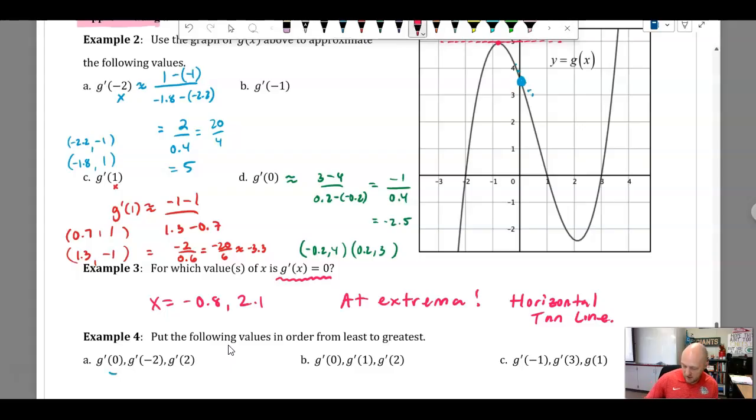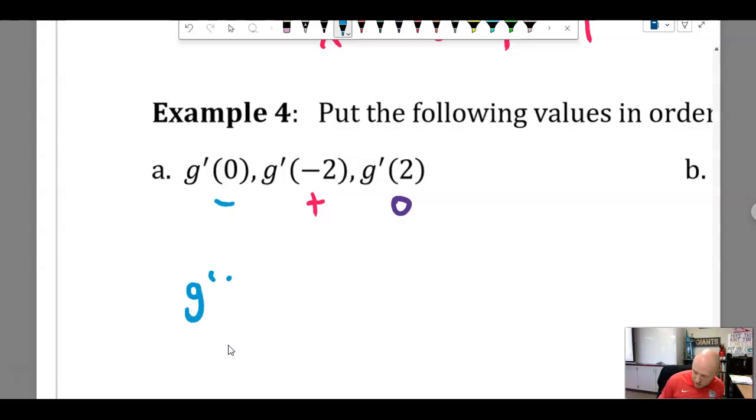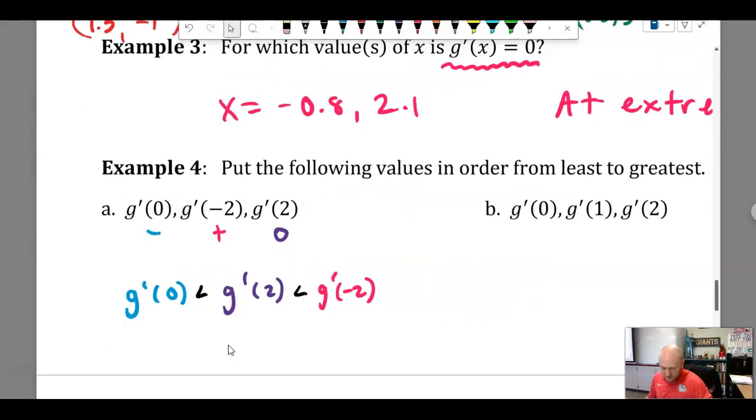G prime of negative 2. Where is that? Well, that's over here. That looks positive to me, pretty steep. And then g prime of 2. Where is that? Well, that's right here. Negative, but it's almost 0. So if I was to put these in order, instantaneous rate of change from least to greatest, we have g prime of 0 is less than g prime of 2, which is less than g prime of negative 2. So that's what they love to do.